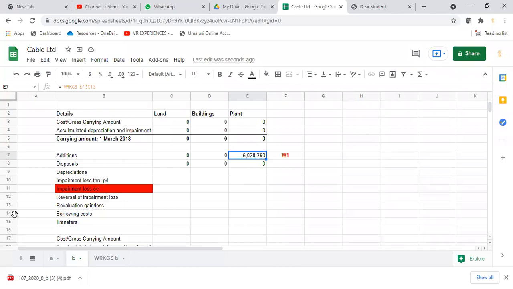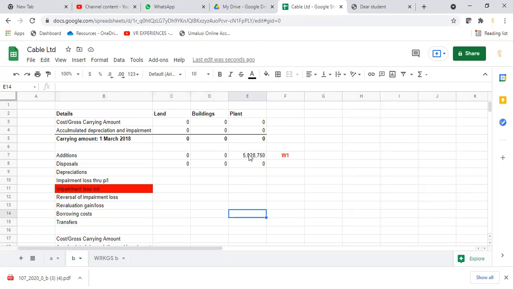The borrowing costs, because we included borrowing costs in the cost of the item, we will leave it over there. So we're not going to include borrowing costs separately. The question is, when will you include borrowing costs separately? Maybe they want you to include it separately, then you can.